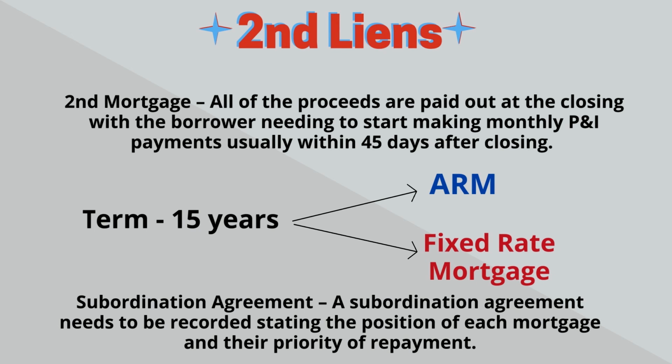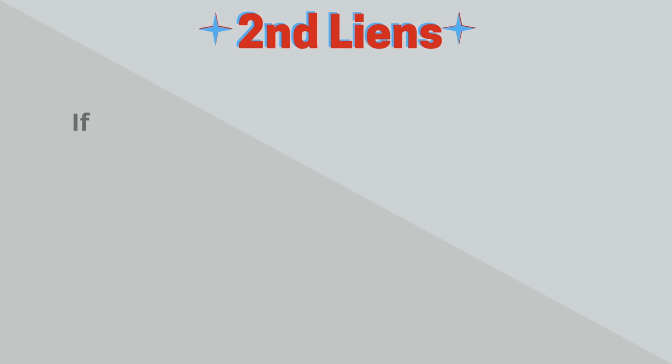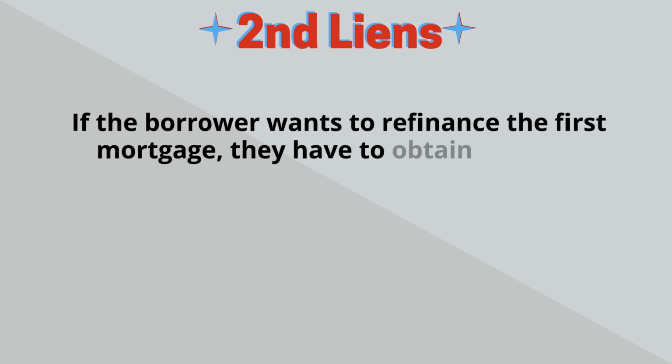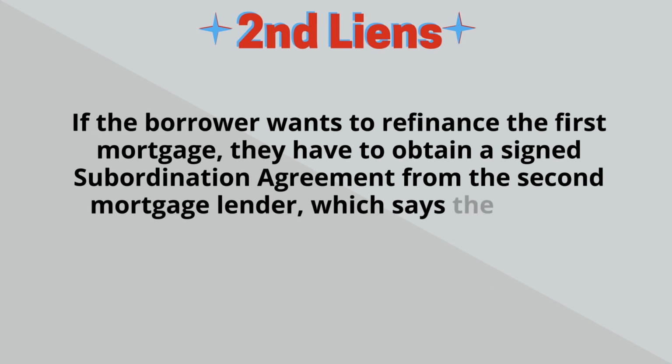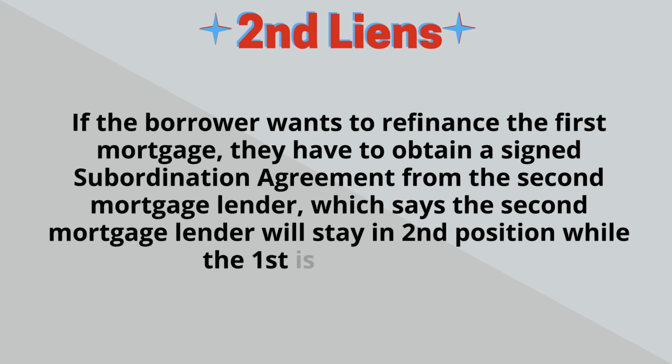Subordination agreement. A subordination agreement needs to be recorded stating the position of each mortgage and their priority of repayment. If the borrower wants to refinance the first mortgage, they have to obtain a signed subordination agreement from the second mortgage lender, which says the second mortgage lender will stay in second position while the first is refinanced.